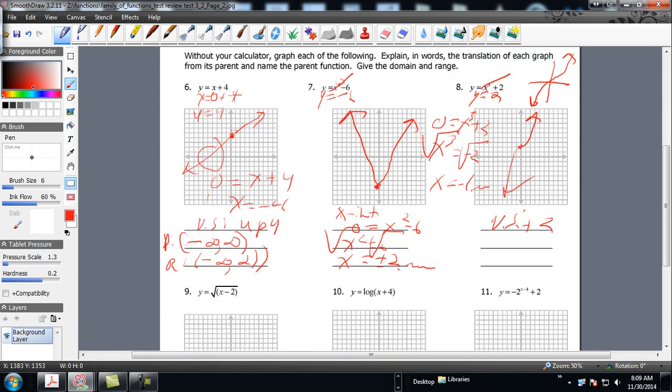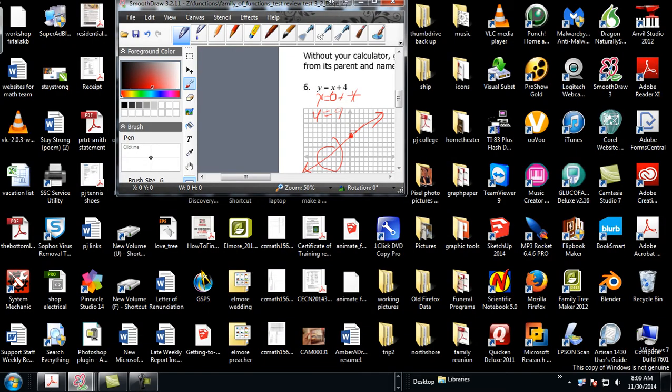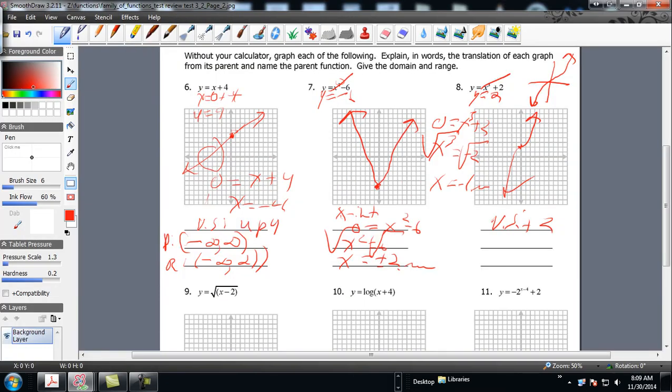Now, let's look for domain. Whoa, my bad. All them icons, lordy. Domain, how far left? Negative infinity. How far right? Infinity. Got it? Range. How far down? Negative infinity. How far up? Infinity.